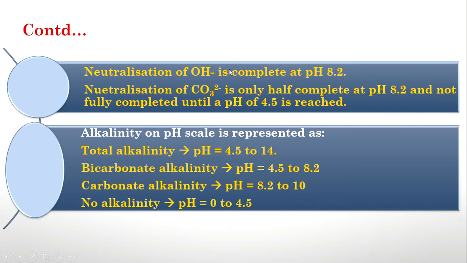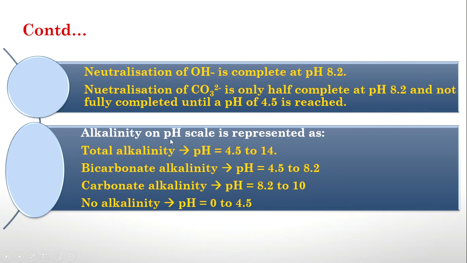And some other points you have to notice. The neutralization of hydroxide ion is complete at pH 8.2. So all the hydroxide ion will get neutralized at a pH of 8.2, and carbonate is only half complete at 8.2 and not fully complete until a pH of 4.5 is reached. So when we are neutralizing an alkaline solution, if the alkaline solution had a pH of 13, and we are neutralizing it by using some salt or some acids, and its pH is brought back to 8.2, now we can say that all the hydroxide ions in it get neutralized. But at the same time, carbonate ion is only half neutralized, and even if we reduce the pH up to 4.5, the carbonate ion is not fully neutralized. So that is a case of different alkaline ions present in the water.